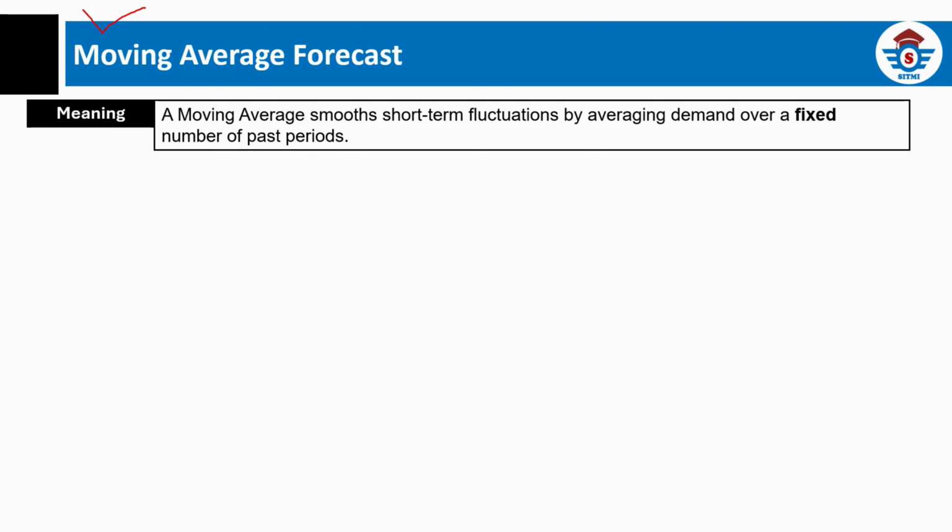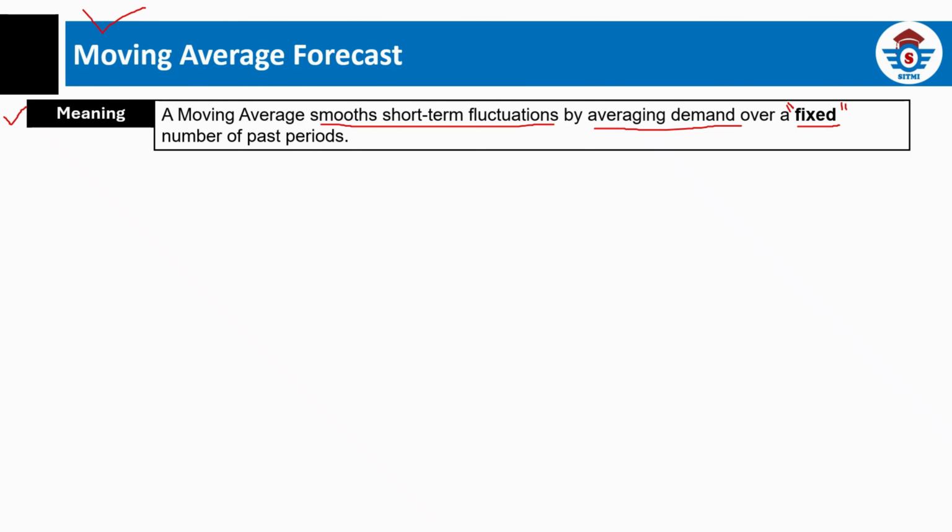Let's talk about the basics of moving average forecast method before we go deeper into its practical use. Moving average forecasting method is widely used because it helps us to look beyond ups and downs that are observed in the demand. Let's talk about an important aspect in this session, which is the definition. A moving average forecast smooths short-term fluctuations by averaging demand over a fixed number of past periods. Again, the word fixed plays a major role in determining the forecast calculations.